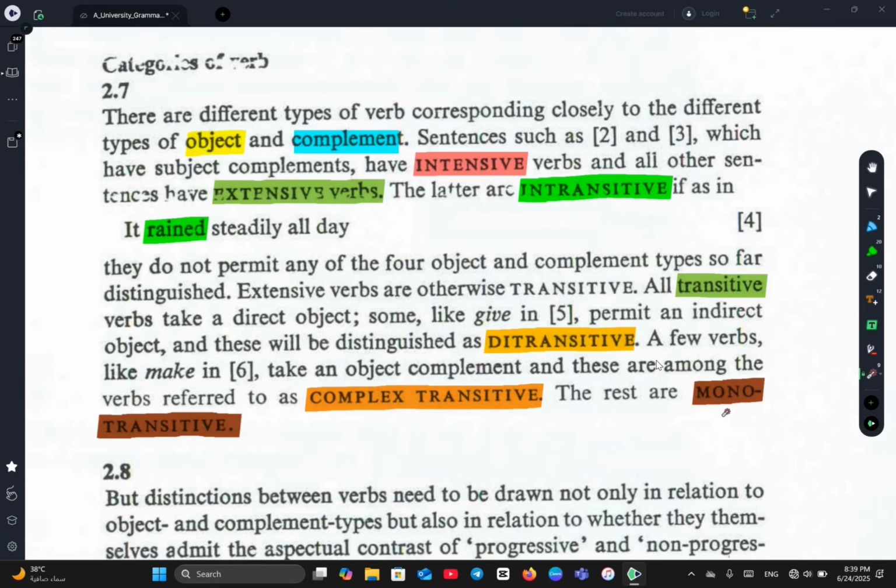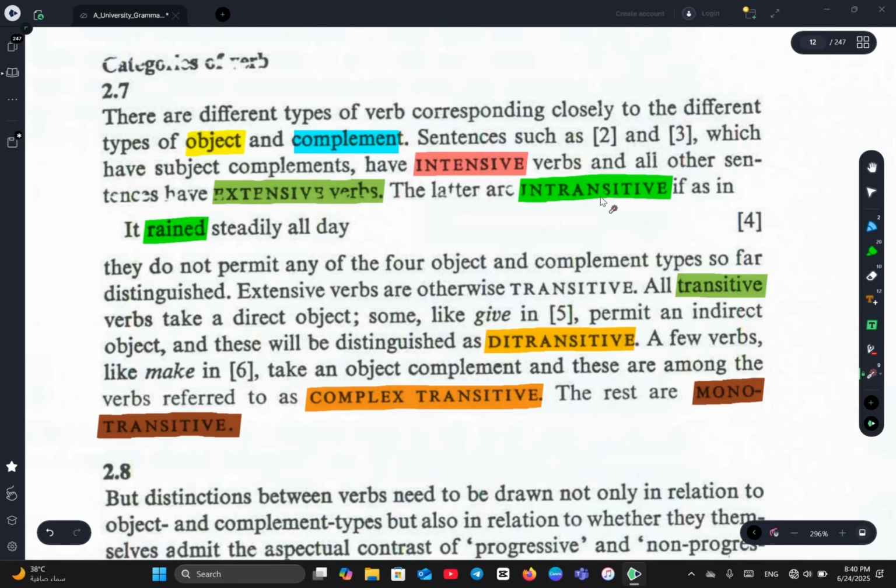To sum it up, verbs are categorized depending on the objects and complements. And the categories of verbs are as follows: intensive, which are the linking verbs; extensive verbs, which are otherwise the transitive verbs, and the transitive verbs are those verbs that take a direct object. And these are subdivided into ditransitive, which take two objects, and complex transitive, which take an object and a complement, and a monotransitive that takes only one object.